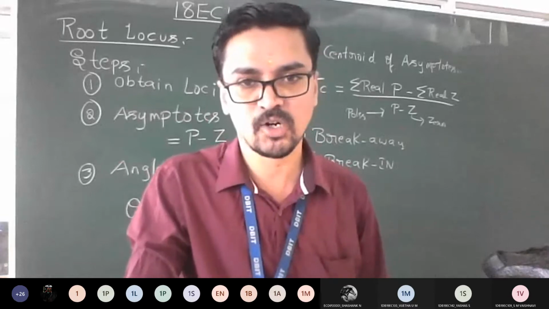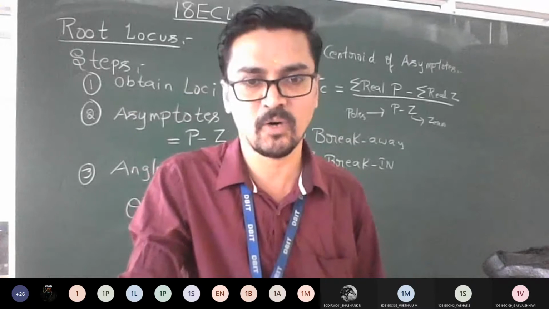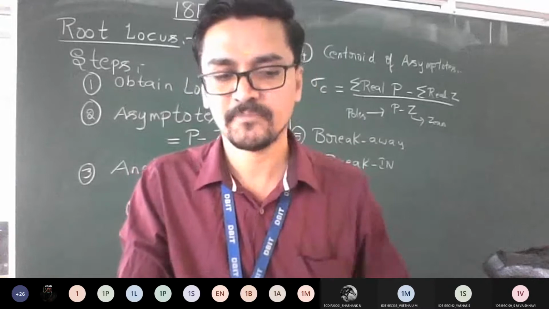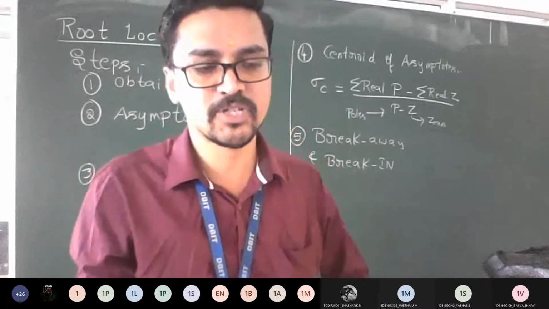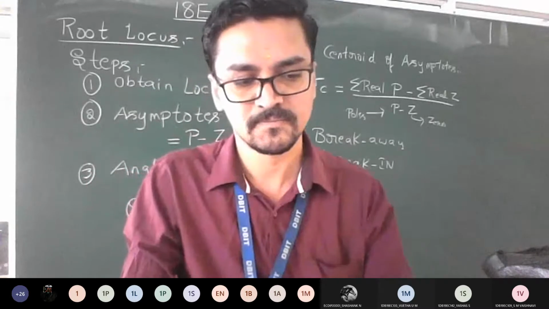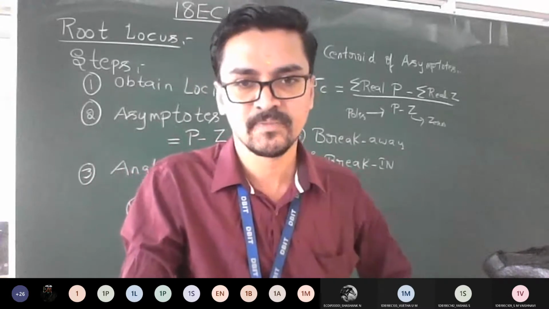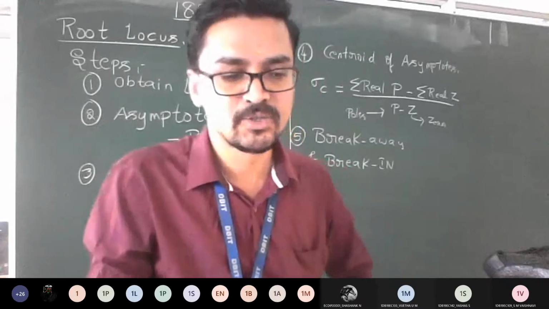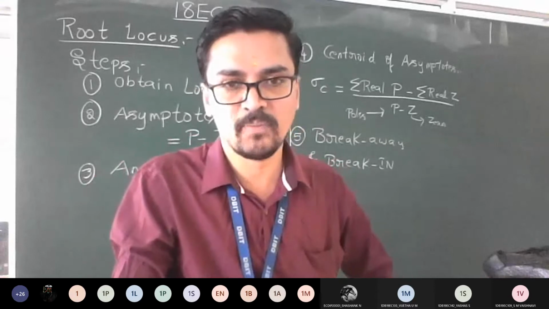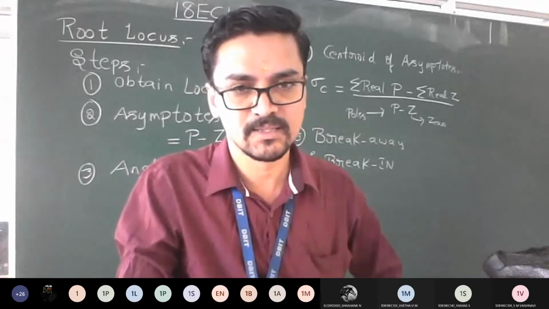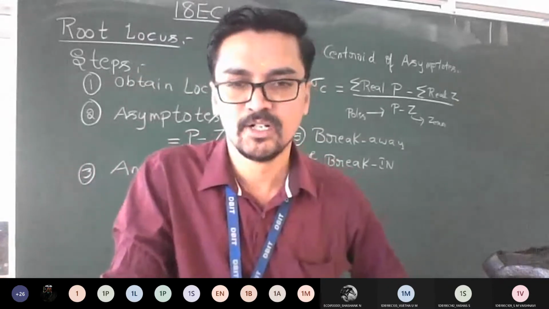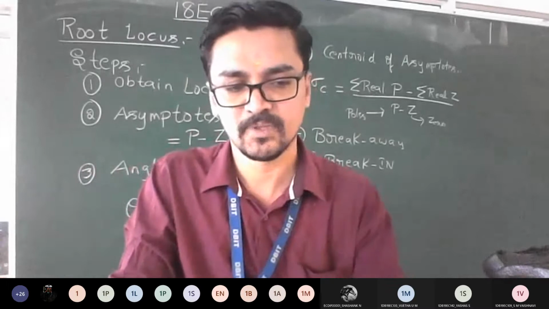If breakaway points are complex conjugate, underline this, then use the angle condition to check their validity. So you need to find, in step number 5, the breakaway and break-in points. If breakaway points are complex conjugate, then use the angle condition to check their validity.